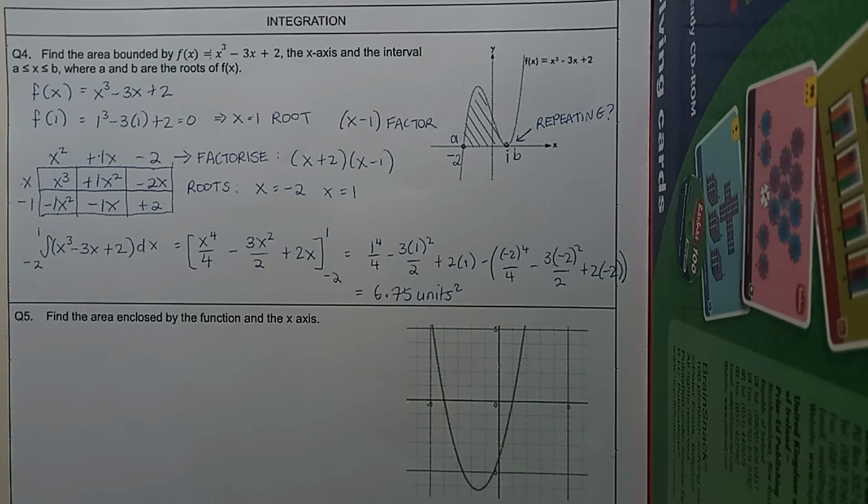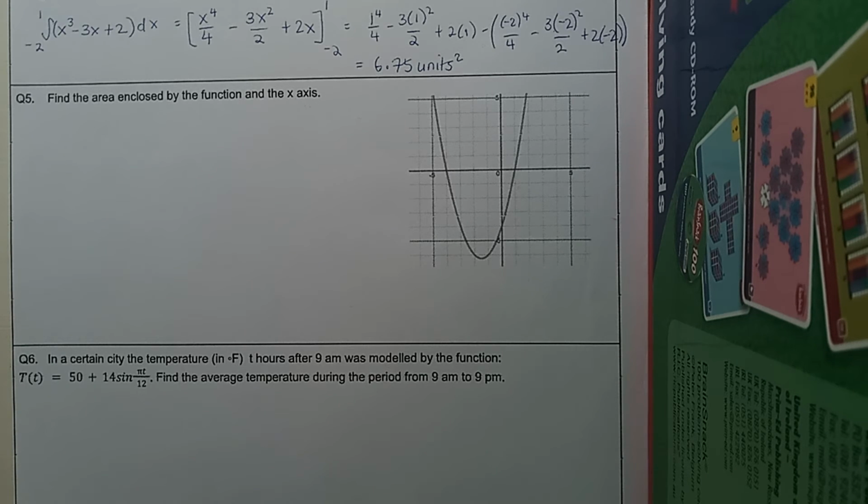Next, I want to find the area enclosed by the function and the x-axis. Now this time they haven't given me a function, but I can see that it's a quadratic. And I can see that it has roots at 1 and minus 4, and I can also see the y-intercept.